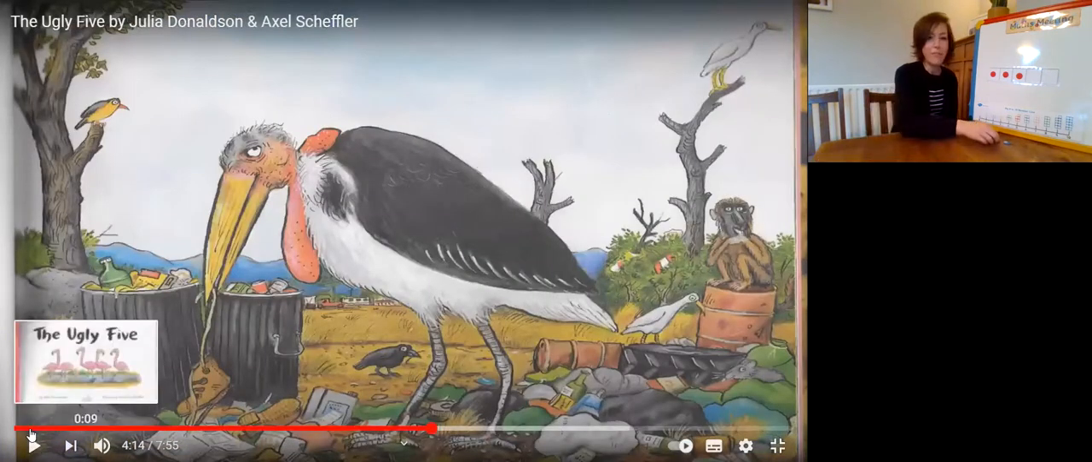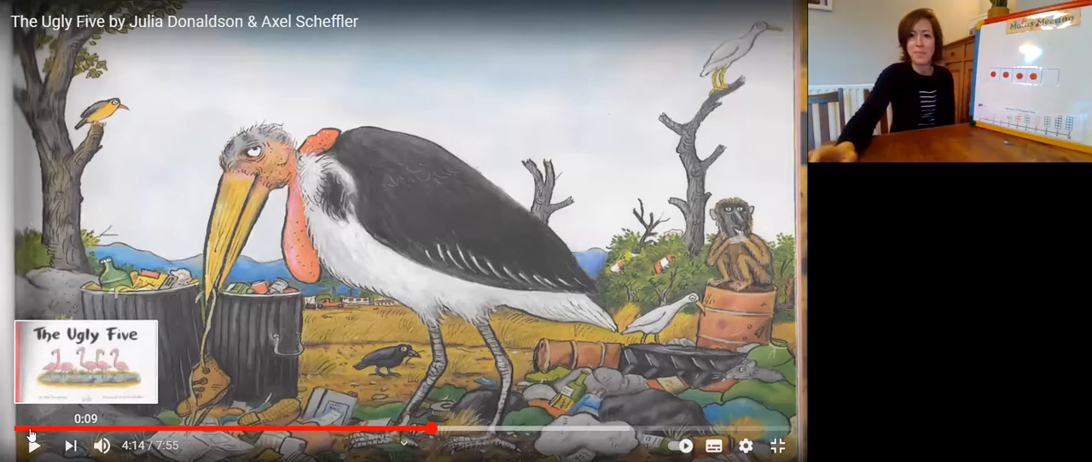Okay, so now there are 4 animals. 1, 2, 3. I need to add 1 more to your 5 frame to make 4 all together. I wonder how many more animals are going to be joined in them.